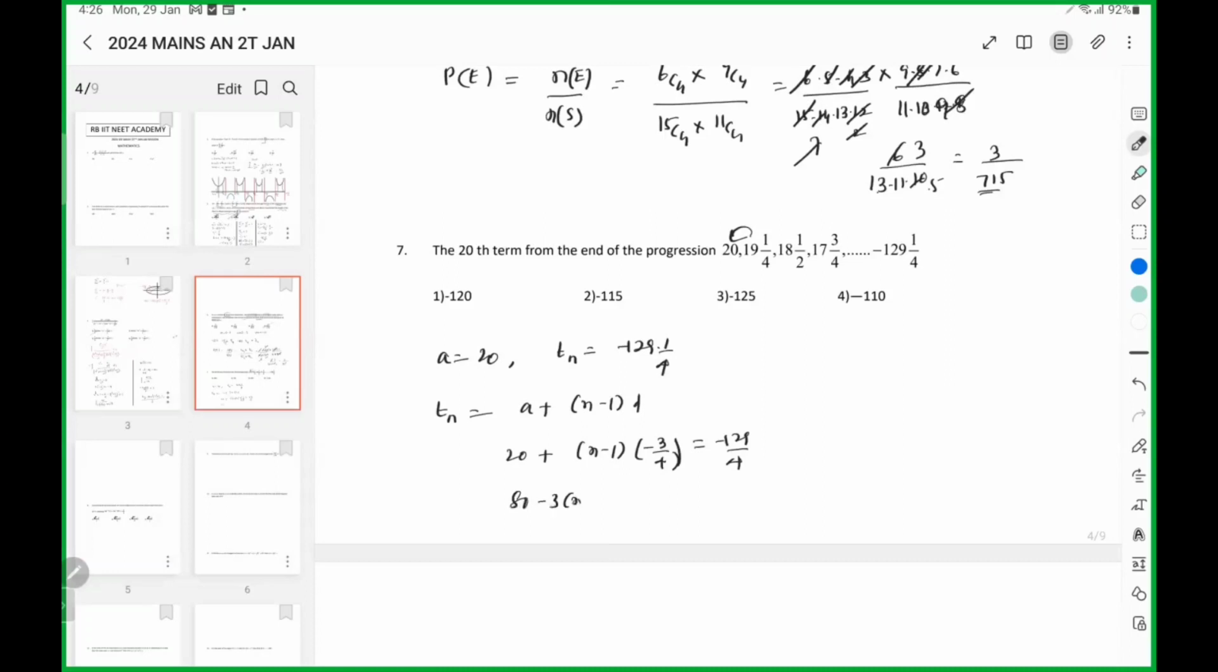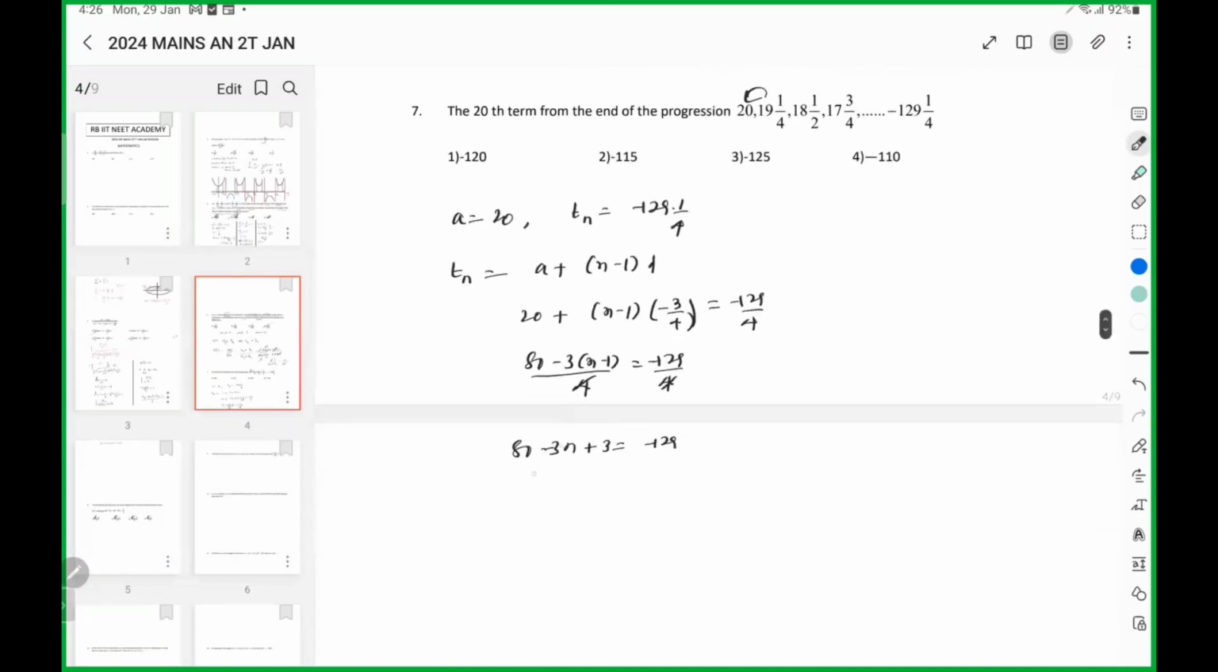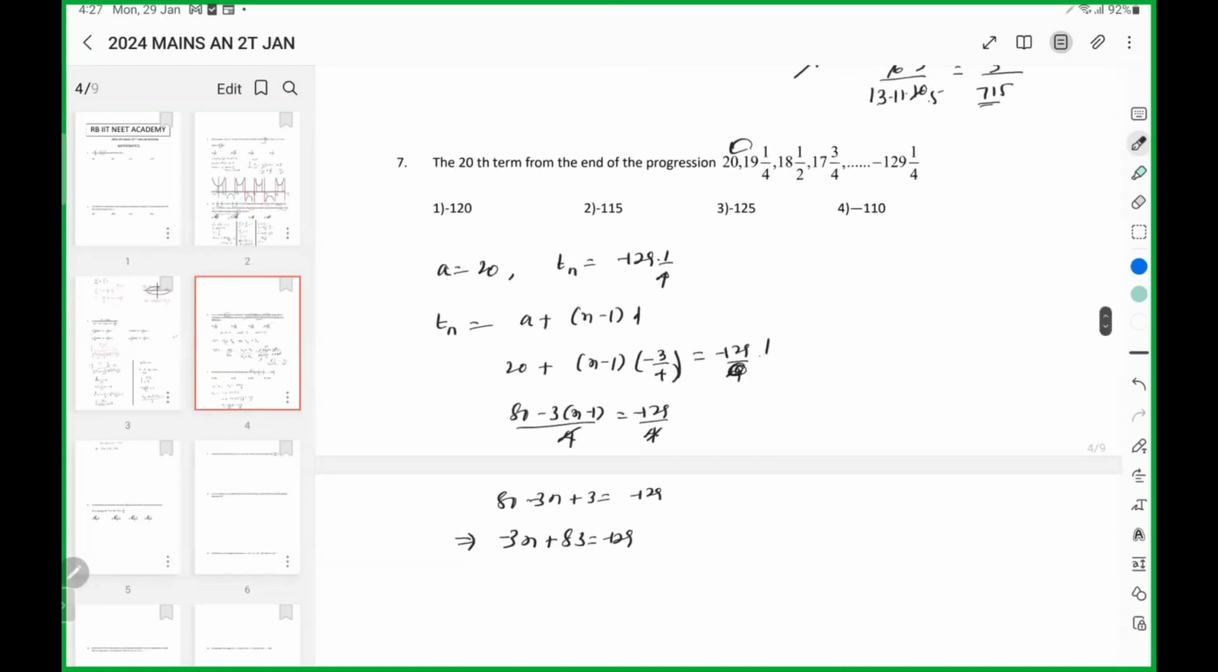80 minus 3 times n minus 1 by 4. Minus 120, sorry, 120 not 129, 1 by 4. minus 3n plus 83. That is 517 by 4.